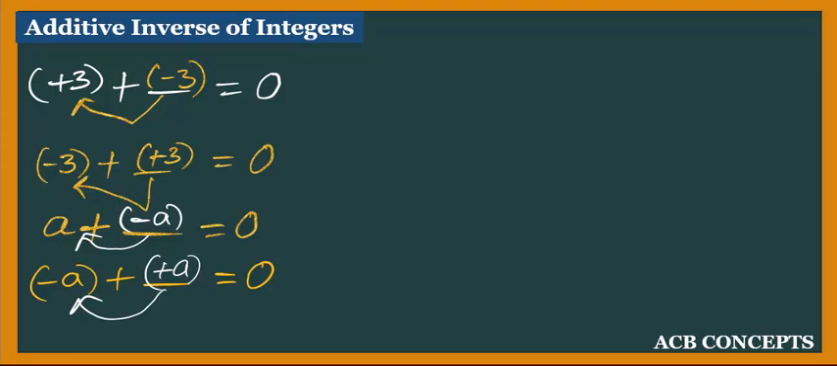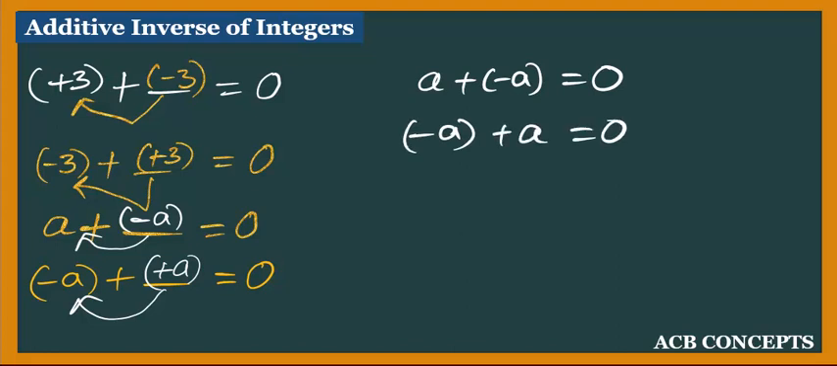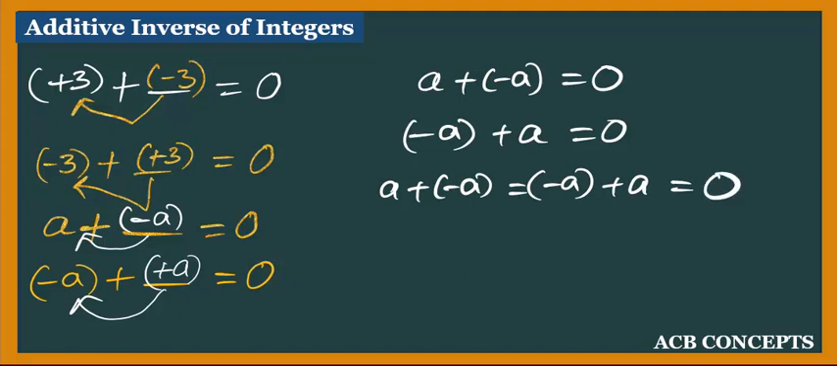So from this we can write a plus minus a is equal to 0, and minus a plus a is equal to 0. Or a plus minus a is equal to minus a plus a is equal to 0. So from this equation, minus a and plus a both are additive inverse to each other.